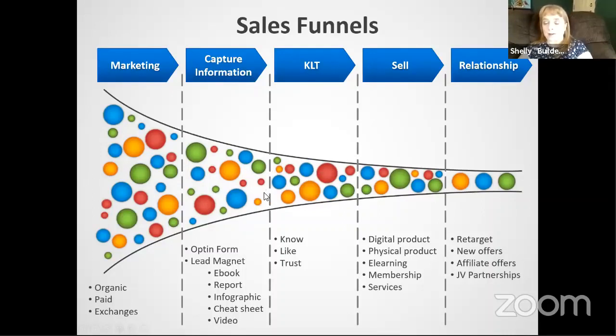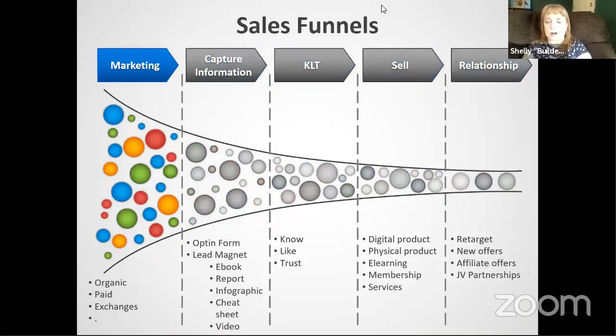So once we get through the KLT, or know, like, and trust factor, then we're going to move into actually selling them something. And then once we sell them something, we now work on creating a relationship with them and keeping that customer. So let's talk about each individual step and how this actually happens.